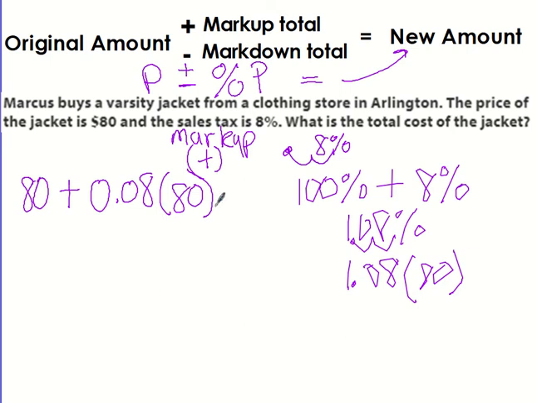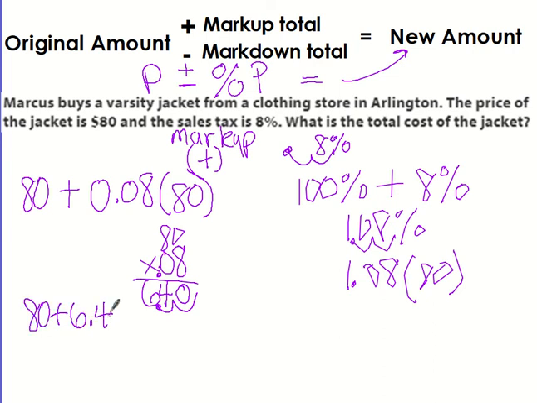So if I do it this way, right, take 80 and times by 0.08. That's not a 0. There we go. We get 0.64. Remember, this is 0.08. So 1, 2. And then I'm going to take 80 and add the $6.40 I just got. So that will get me $86.40. So that's how much Marcus will pay for his jacket.